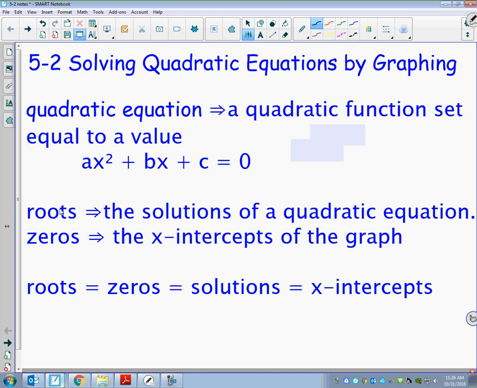Roots are the solutions of a quadratic equation. Zeros are the x-intercepts of the graph. You need to know that roots, zeros, solutions, and x-intercepts are all interchangeable, and that's vocabulary that you need to know.